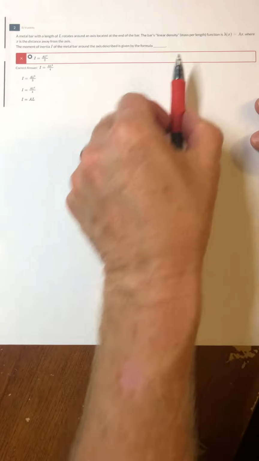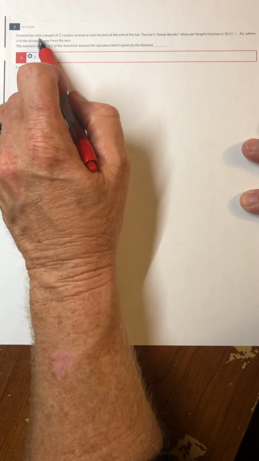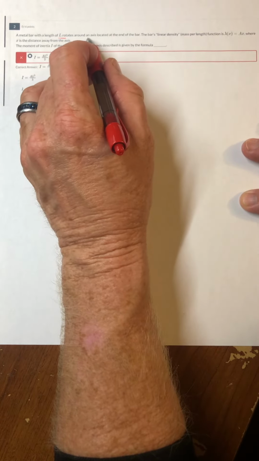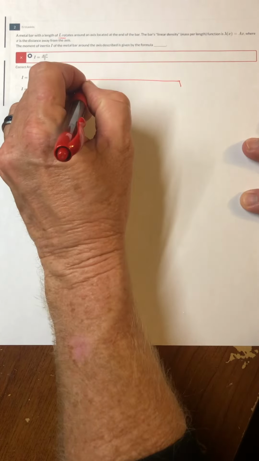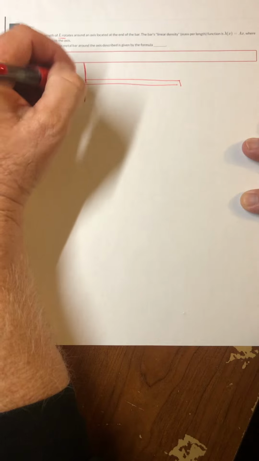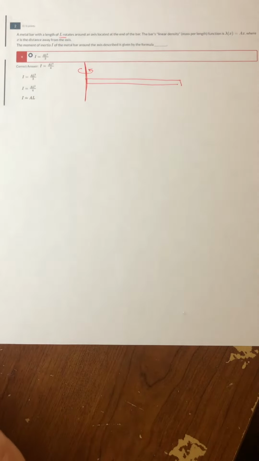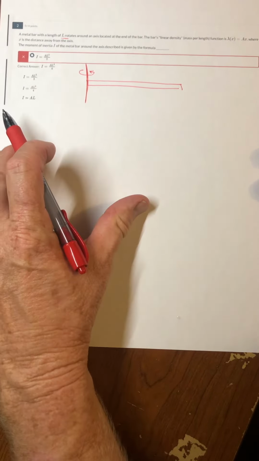Somebody was asking how you work these out, and these could be pretty challenging ones because of the calculus involved here. Let me see if I can work this out. It says, a metal bar with a length of L rotates around an axis located at one end of the bar. So here is this metal bar, and here is this rotating axis. Okay, and so we're going to rotate around the end of the bar.